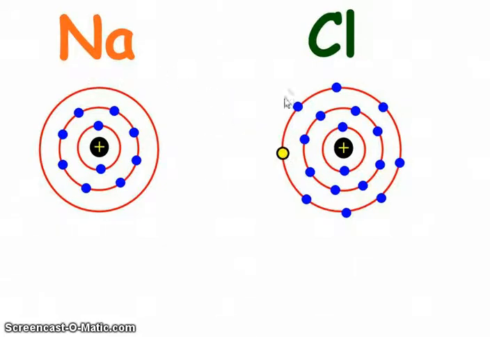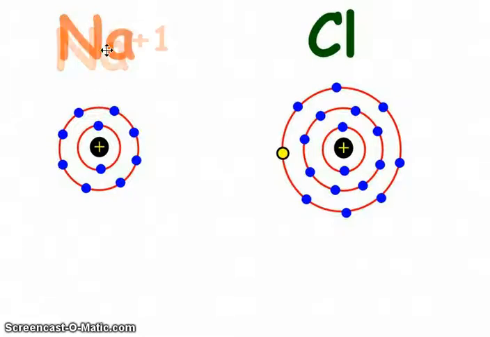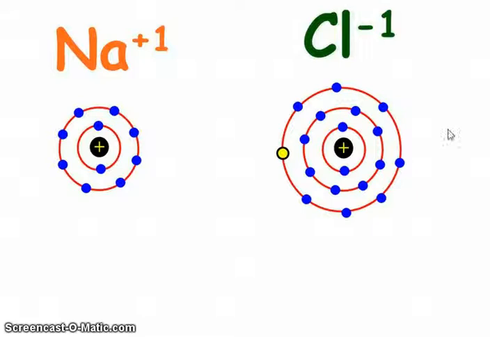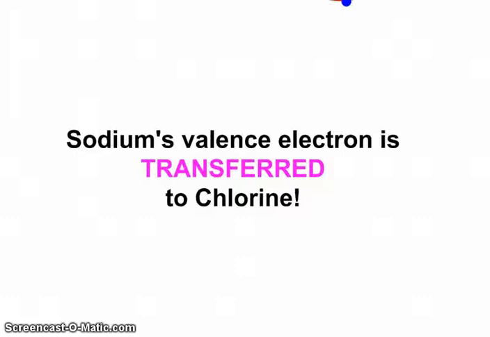Sodium's valence electron goes over to chlorine. Its third energy level is no longer occupied. It has a full stable shell, just like a neon atom with 10 electrons. But because of that, it lost the electron, so it becomes a sodium +1 ion. Chlorine gains it, becomes a chloride ion, and it's happy as well because it has a full shell. So essentially, sodium's valence electron is transferred to chlorine.